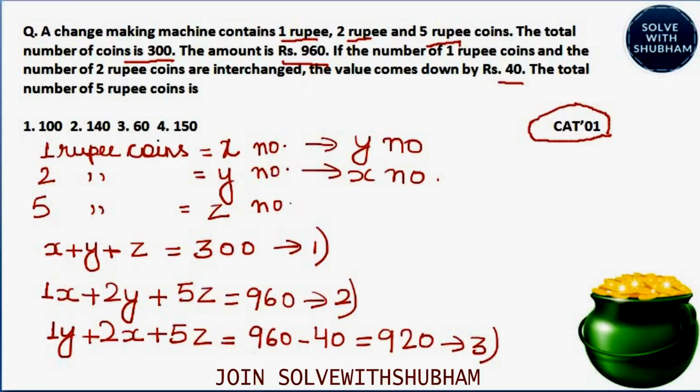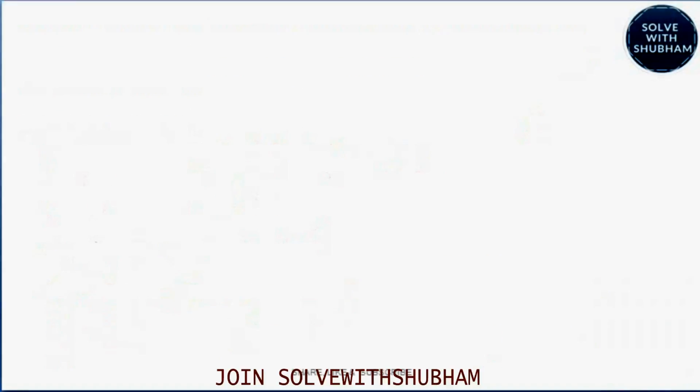So how many equations do we have? We have 3 equations and 3 unknowns. So we need to solve these 3 equations and get the value of z. Let us try solving the equations.